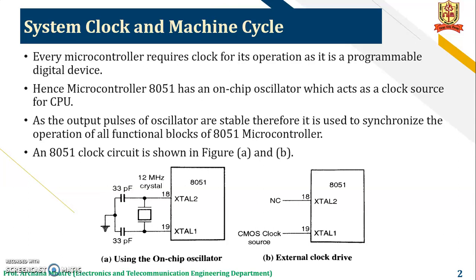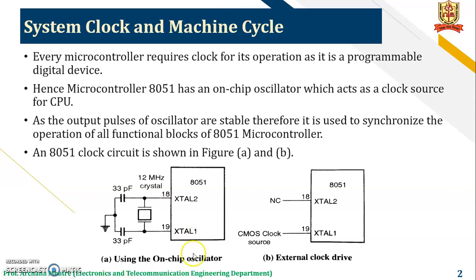Every microcontroller requires a clock for its operation as it is a programmable digital device. Hence, the 8051 microcontroller has an on-chip oscillator which acts as a clock source for the CPU. The oscillator is used as a crystal oscillator in the 8051 microcontroller. As the output pulses of the oscillator are stable, it is used to synchronize the operation of all the functional blocks of the 8051 microcontroller. Now these are the two figures, figure A and B.